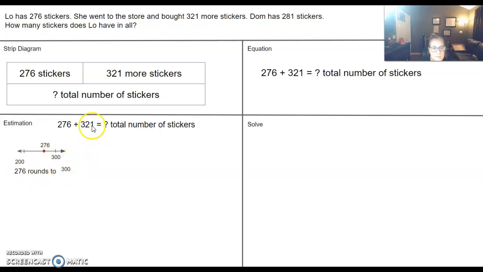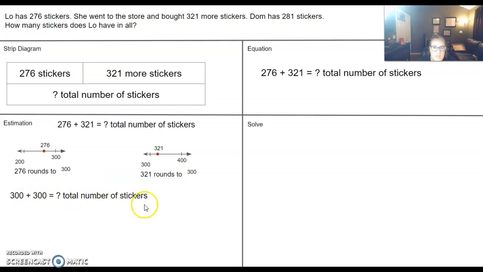So let's do the same thing for 321. Again, I have 300 on this side and I have 400 on this side. 321 is somewhere around here. So let's look at it. Is 321 closer to 300 or is 321 closer to 400? That's right, it's closer to 300. So since it's closer to 300, we can say 321 rounds to 300. Now my new equation is going to be 300 plus 300 equals my total number of stickers.